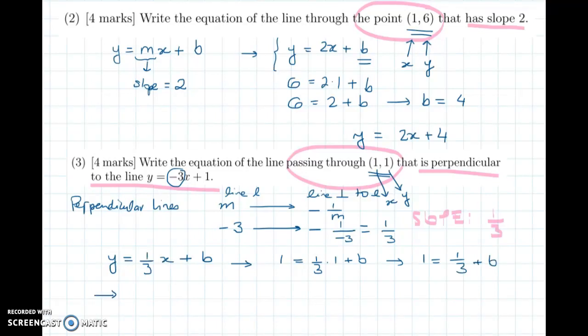So subtracting a third from both sides, we're going to get that 1 minus 1/3 has to be the same as b. So b is 1 minus 1/3, that's 2/3. So y is equal to a third of x plus 2/3, and that's the equation we were looking for.